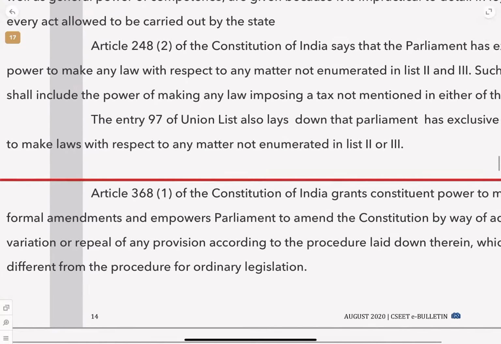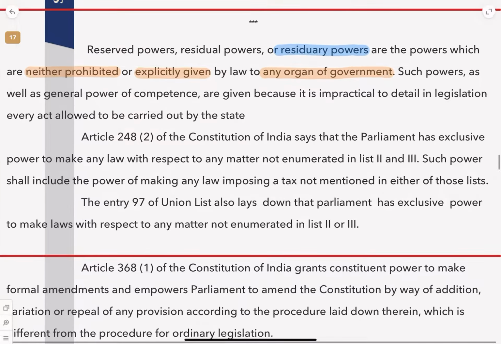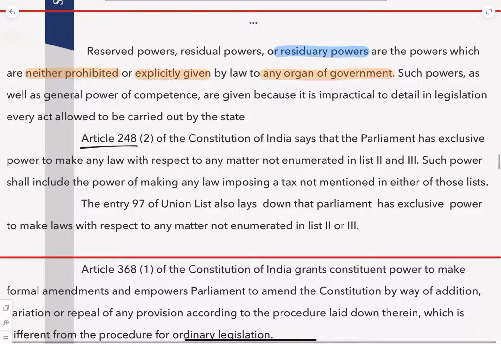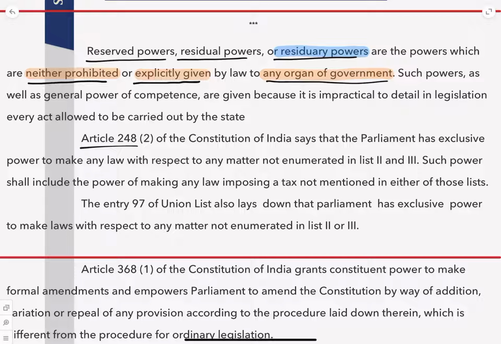So now what about these residuary powers? Here we need to understand Article 248. Before that, what are residuary powers? We call it reserved power, residual power or residuary powers. These are nothing but powers which are neither prohibited nor explicitly given by law to any organ of government. Such power as well as general power of competence are given because it is impractical to detail in legislation every act allowed to be carried out by the state.